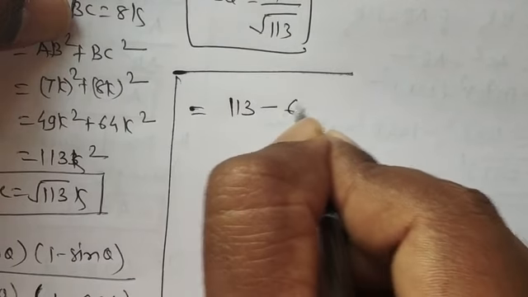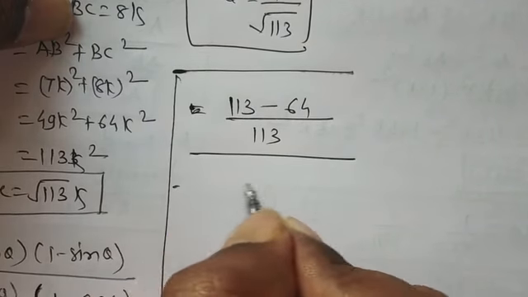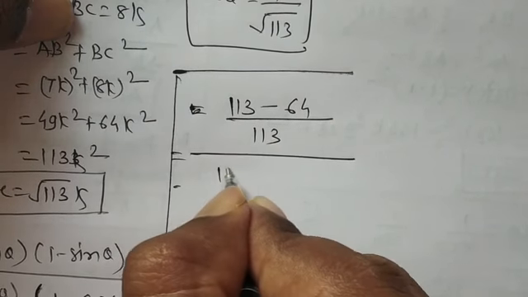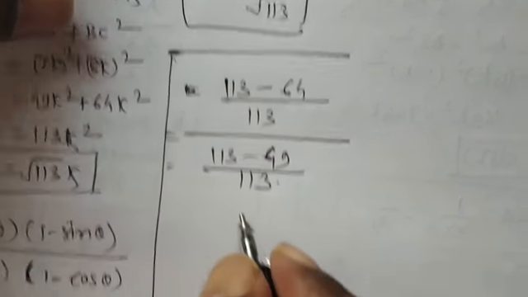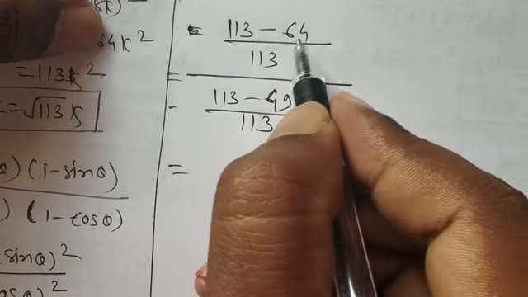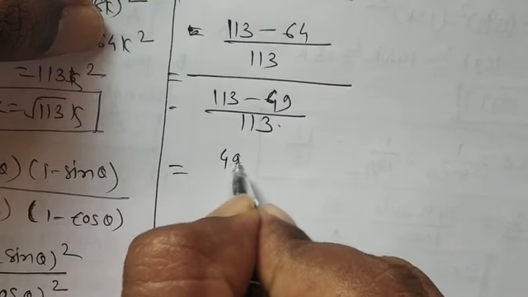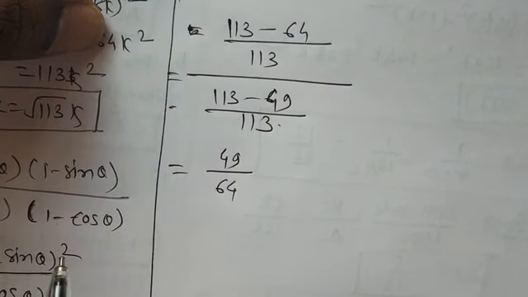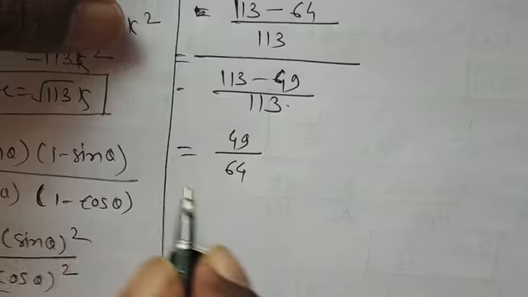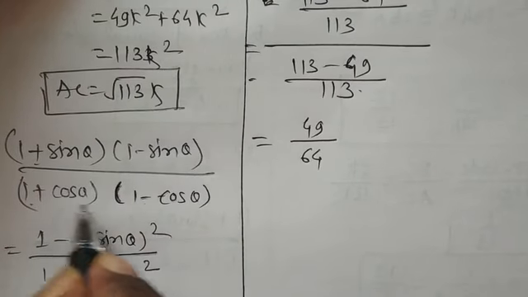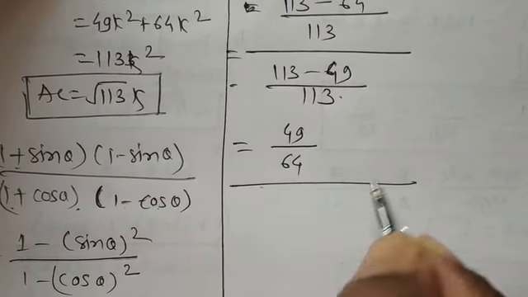113 minus 64 upon 113 is equal to 113 minus 49 upon 113. That equals to what? Subtraction. 113 minus 64, that is equal to 49 by 64. Then the answer is (1 plus sin theta)(1 minus sin theta) upon (1 plus cos theta)(1 minus cos theta) equals 49 by 64. This is example number 1.